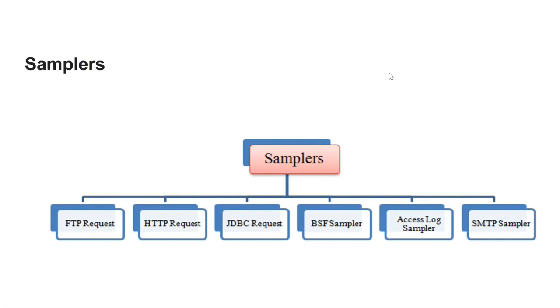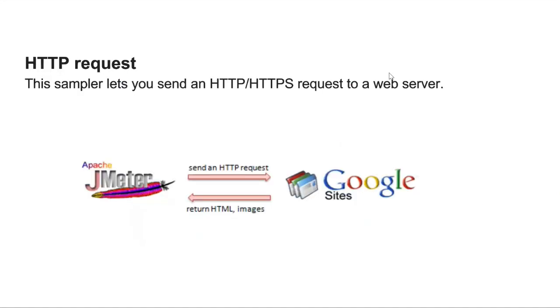Then we discussed the second component, right? Samplers. Samplers include FTP request, HTTP request, JDBC request, BSF samplers, access log samplers, and SMTP samplers as well. Yes, we can see them inside our hands-on session. These are the examples of samplers.